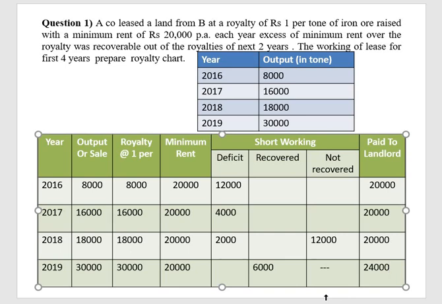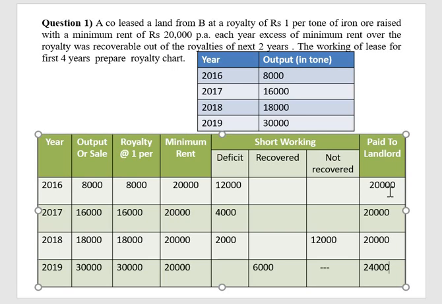2020 is irrecoverable, not in 19. Is it clear? So only 14, 17, 18 loss we can recover, because in 2019 we have a sufficient profit to recover the losses. So 10,000 minus 4,000 minus 2,000, total 6,000 we have recovered. How much we are going to recover, that is important here. So 30,000 minus 6,000, the remaining 24,000, is paid to the landlord.